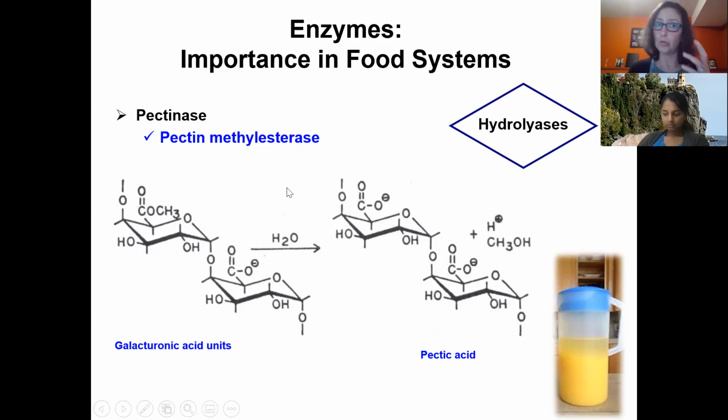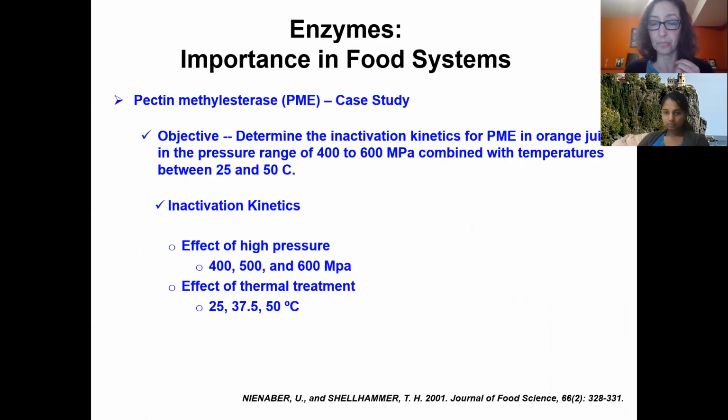So orange juices are usually thermally treated, especially if you want to maintain that thickness of the pulp without separation, to inhibit pectin methyl esterases. So here's a case study where they're looking at inactivation kinetics of pectin methyl esterases in orange juice, where they don't want to treat the orange juice at high temperature because it changes the flavor. So they're looking for ways to treat the orange juice without having to heat at high temperature to inactivate the enzyme and affect its sensory properties.